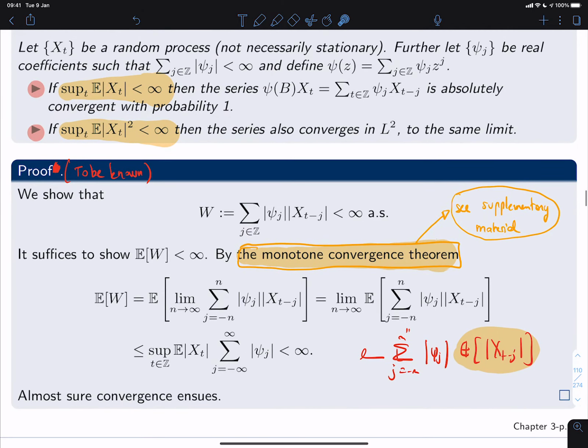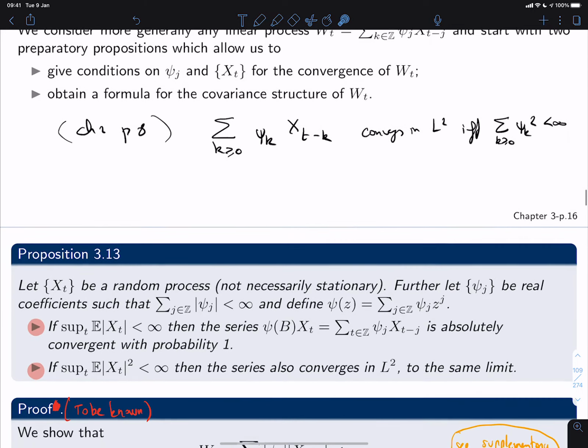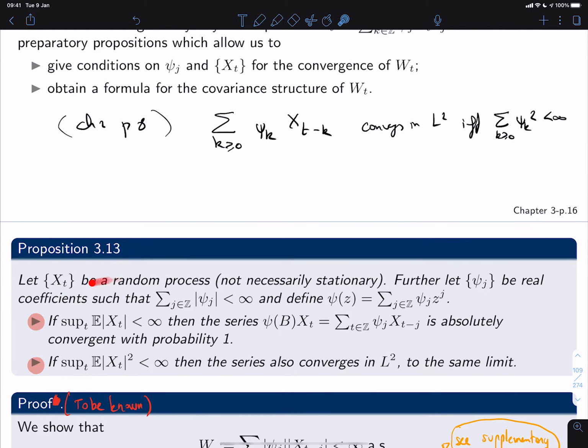It just tells you how to deal with this structure here. So we have a random process, any random process. We have real numbers which are absolutely summable. Again, I insist, this is a stronger condition than the sum of the squares being finite. It's very easy to determine a sequence which satisfies the second but does not satisfy the first. Think of the 1 over j's.